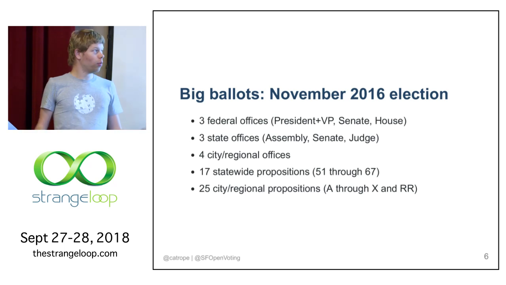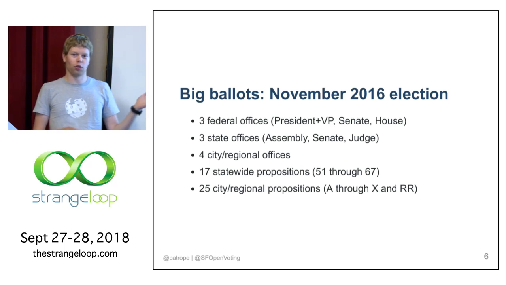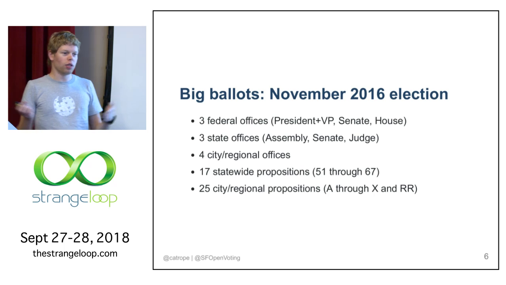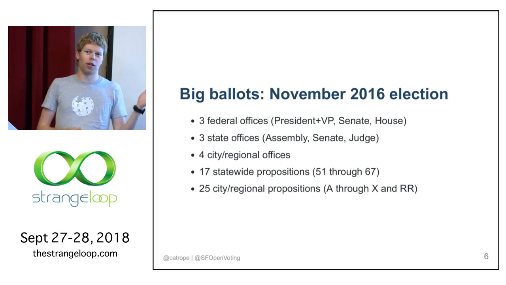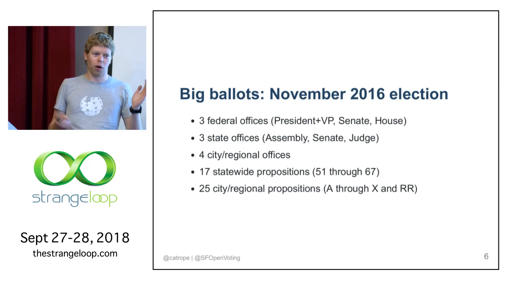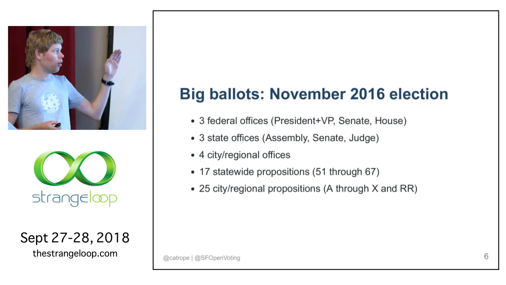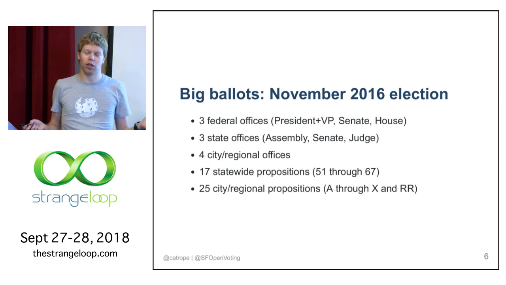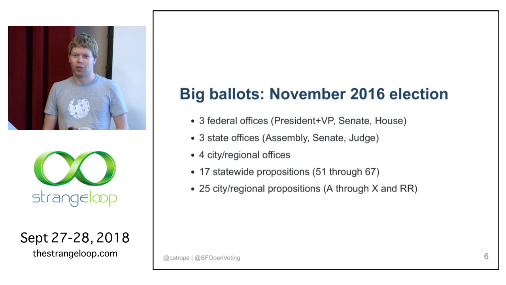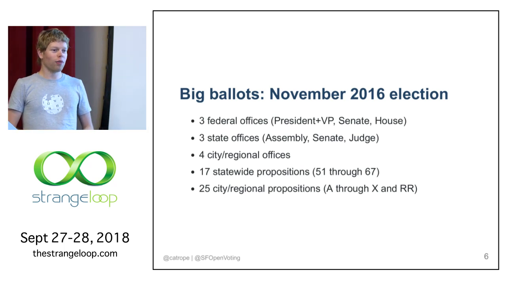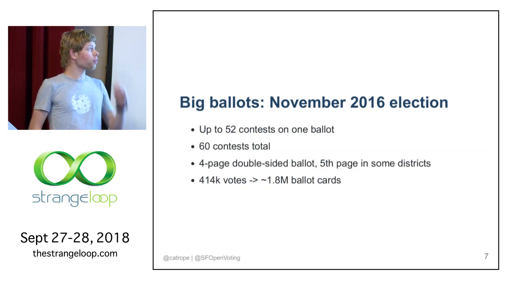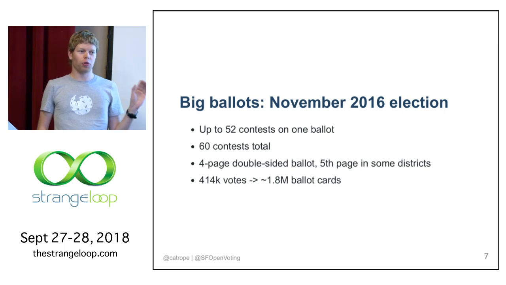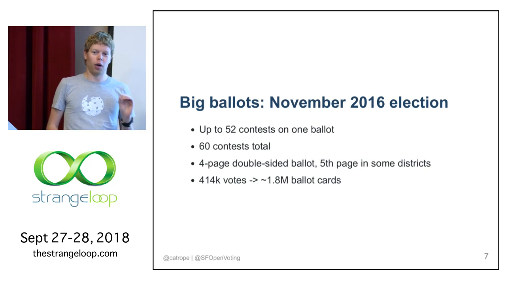So we had to vote for federal office: the president, U.S. Senate, U.S. House. You have state assembly, state senate, state judges. You got to vote for county supervisor, city college board, BART board, all that kind of stuff. And then you got your propositions. We love ourselves some direct democracy in California. So we had 25 local propositions and 17 statewide ones. And if you add this all together, you could have up to 52 things to vote for on one ballot.